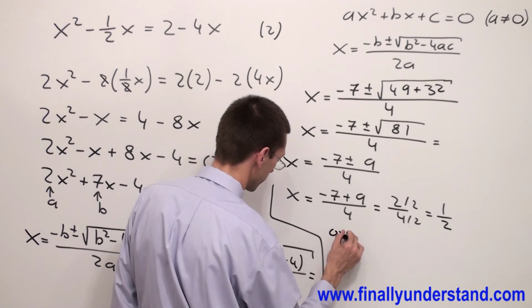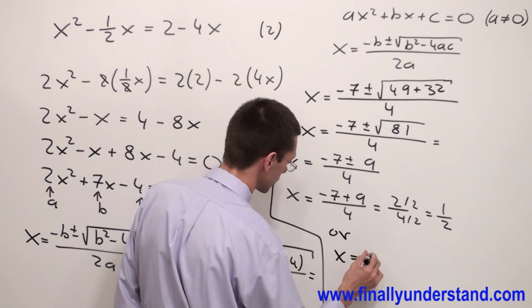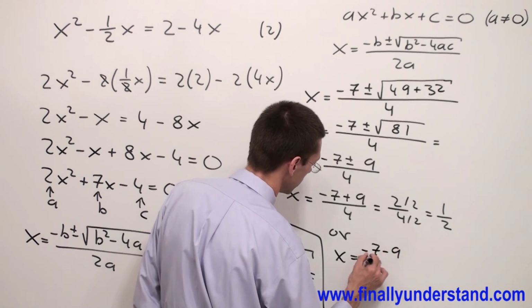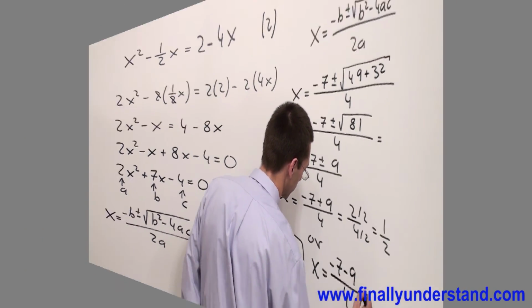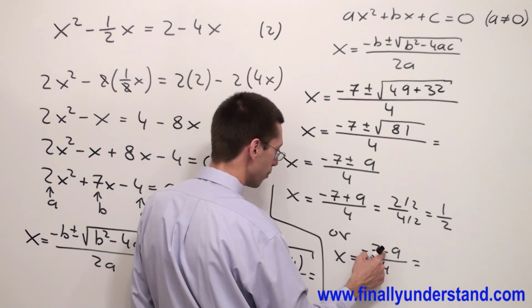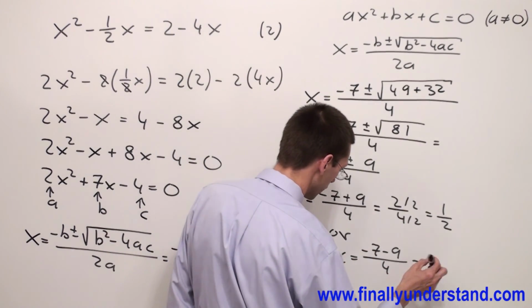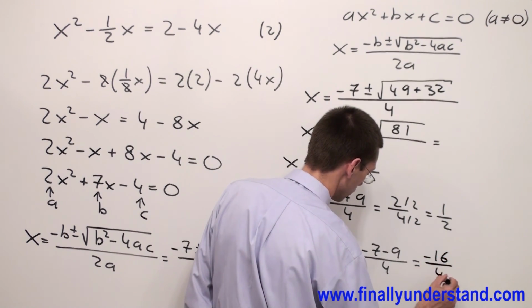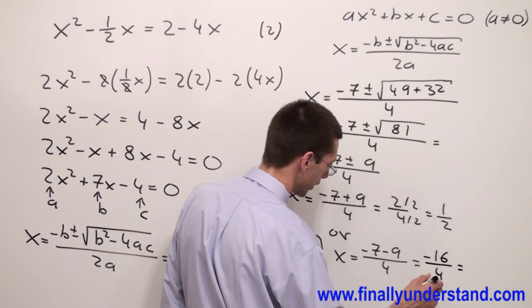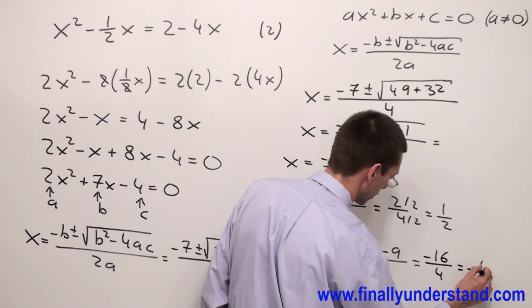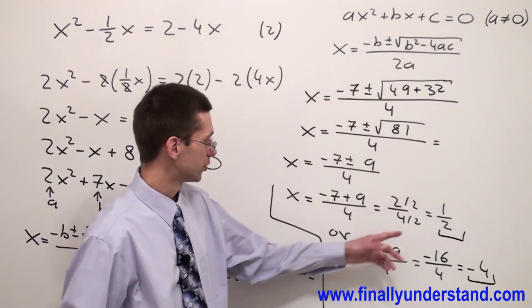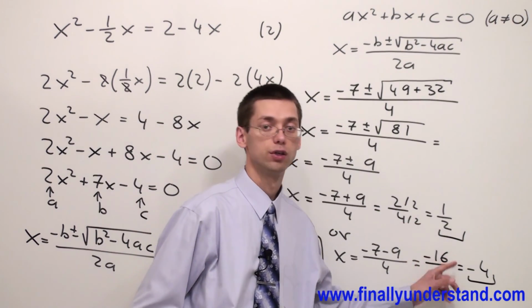Or x equals minus 7 minus 9 over 4. Negative 7 minus 9 is equal to negative 16 over 4. Negative 16 divided by 4 gives me negative 4. You can say that these are the solutions to my problem.